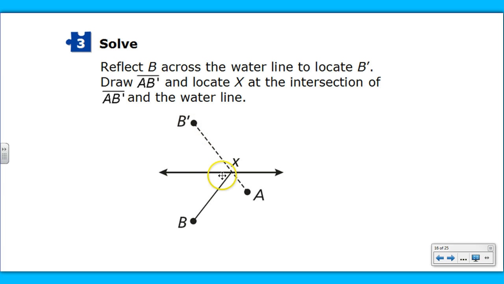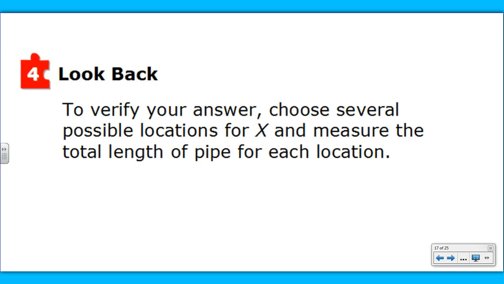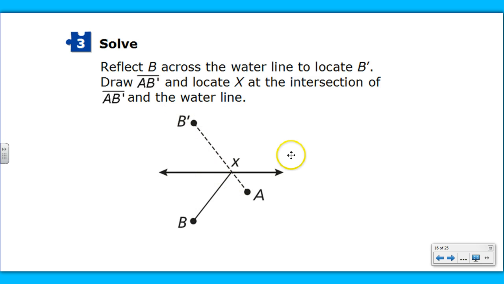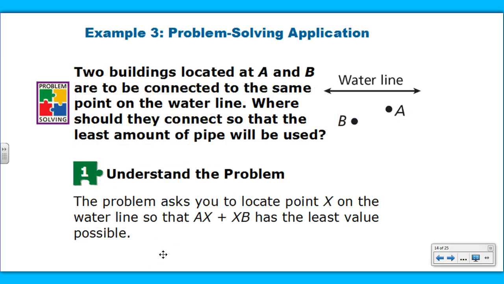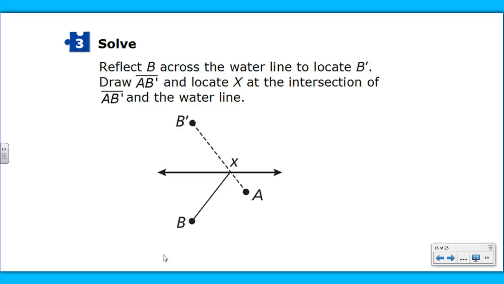Isn't that cool? So this is how we have identified point X. It is the intersection of the water line when we draw segment AB. Okay, so to verify your answer, you could choose several possible locations for X and measure the total length of the pipe for each location, which we're not going to do now, but you could confirm that this is true, and you would find indeed this is the point that is giving us the smallest value. And the question again was, let's go back and look, where should they connect the pipe so that the least amount of pipe will be used? And there it is, at point X, okay?